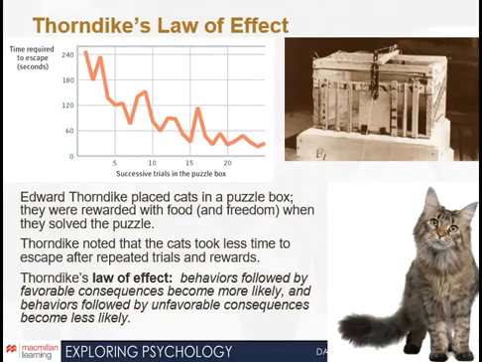Now let's look at Thorndike's law of effect. Edward Thorndike placed cats in what he called a puzzle box. They were rewarded with food and freedom when they solved the puzzle to get out. Thorndike noted that cats took less time to escape after repeated trials and rewards. So Thorndike came up with his law of effect. It reads, behaviors followed by favorable consequences become more likely, and behaviors followed by unfavorable consequences become less likely. It's a very simple idea, but the way psychology and research works, these simple and profound ideas, someone needs to state them.